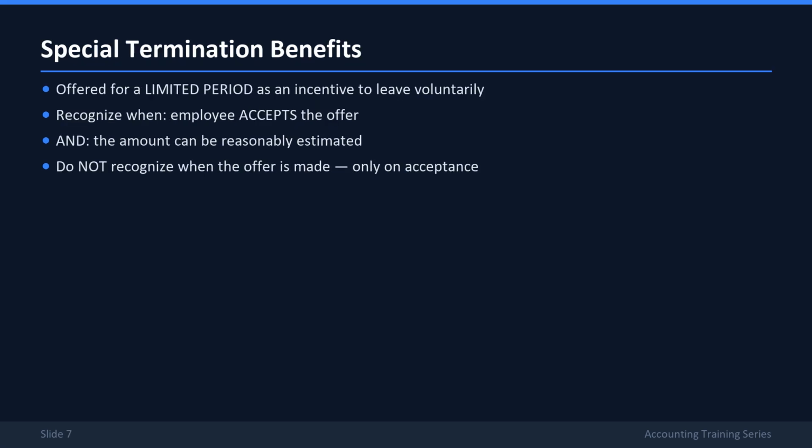A special termination benefit is an offer made to employees for a limited period as an incentive to voluntarily separate from the company, such as an early retirement package or a voluntary severance program. The liability is recognized when the employee accepts the offer, and the amount can be reasonably estimated. This is an important timing distinction. Recognition occurs on acceptance, not when management announces the offer. Until an employee accepts, there is no obligation to recognize because the employee may decline and remain employed.